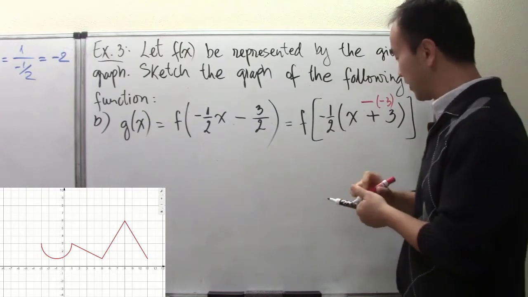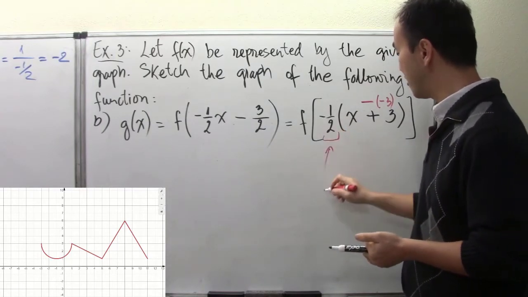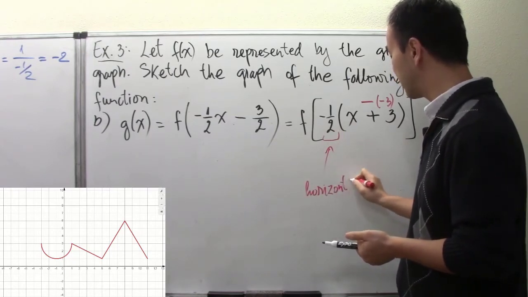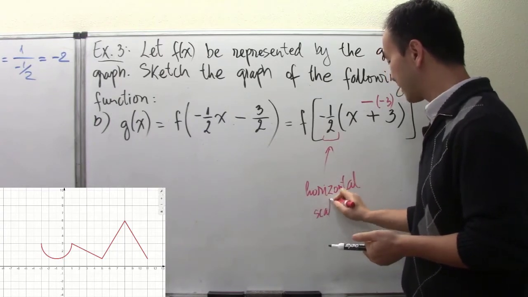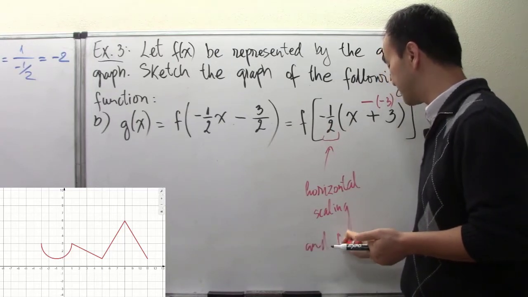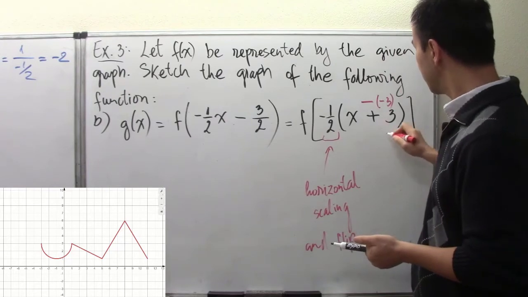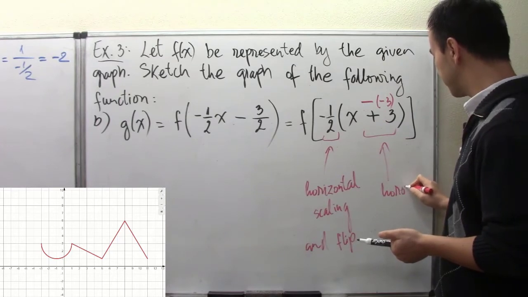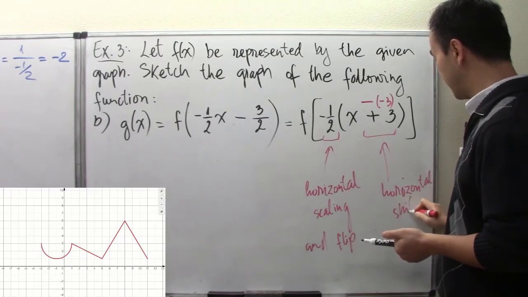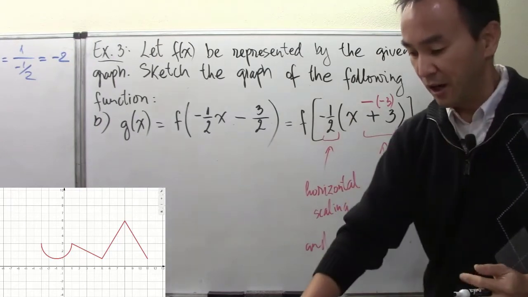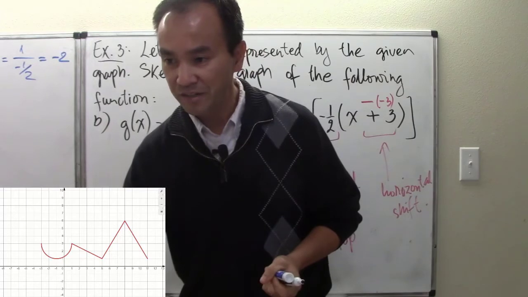So at this point I'm pointing out there's this value that's responsible for horizontal scaling. Okay, we're going to run into some horizontal scaling, and expectedly a flip as well. And then this value right here is responsible for the horizontal shift. All right, so we will have two transformations being expected here.